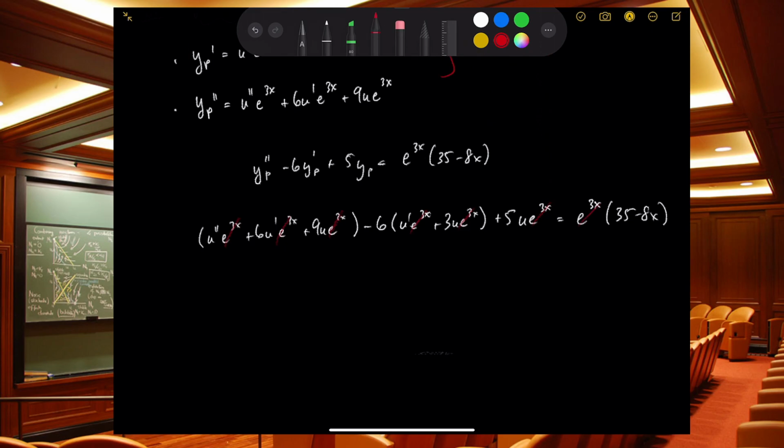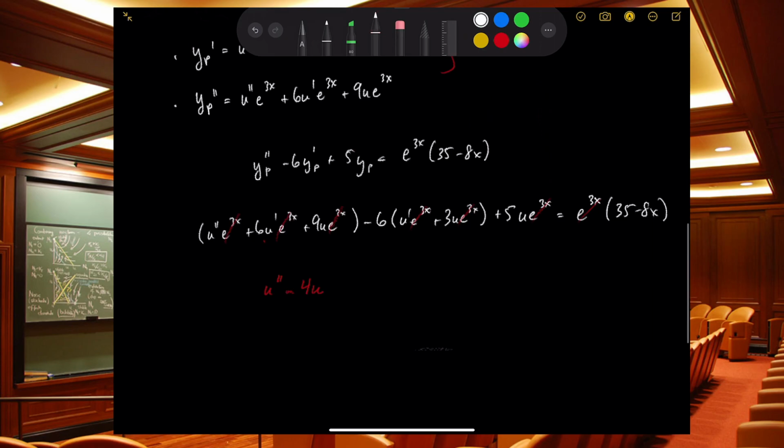And what we get on the left is u double prime. We see that the u prime terms cancel. Okay, and so we're just left with plus 9u minus 18u plus 5u. We get a minus 4u on the left. And that equals 35 minus 8x on the right.